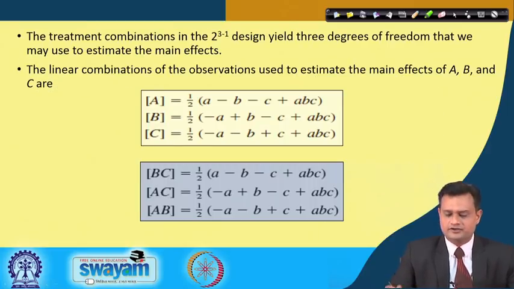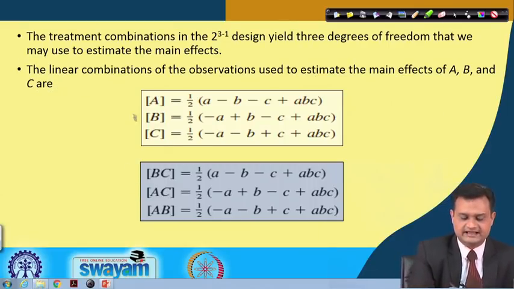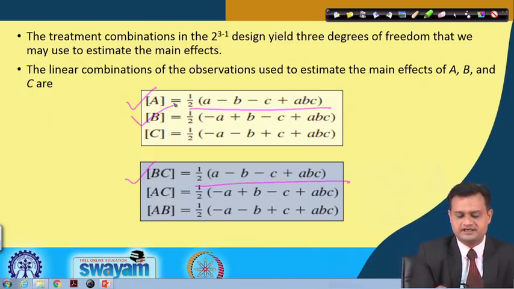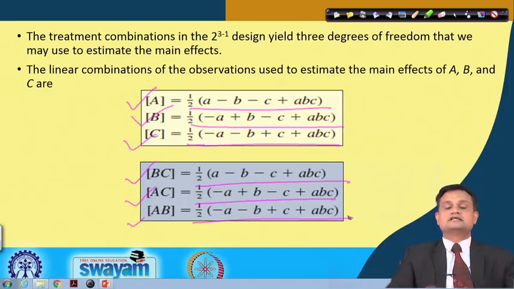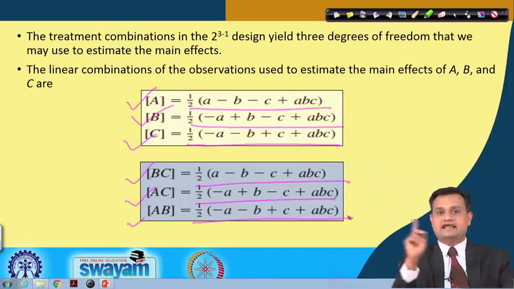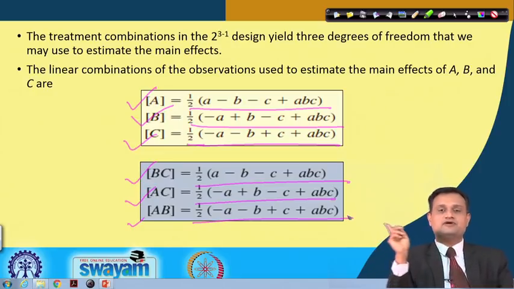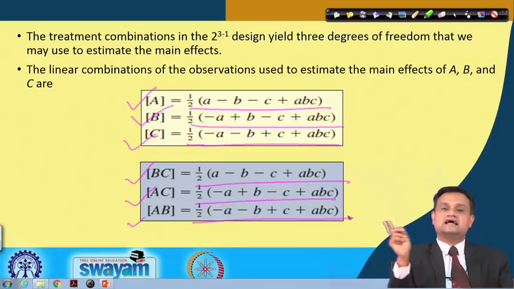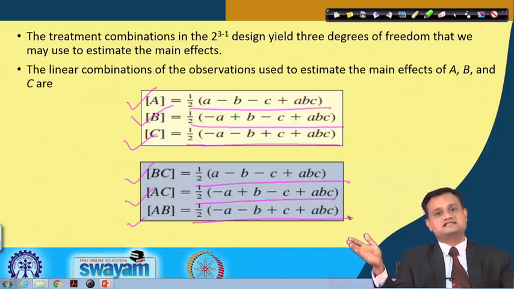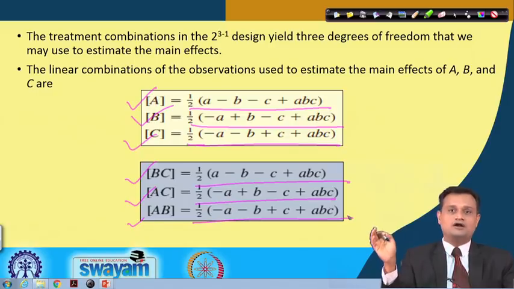Now what you can see here, something interesting: if you see A and BC, their expressions are the same. If you see B and AC, the expressions are the same. If you see C and AB, their expressions are the same. So this means that when you are estimating A, actually you are not estimating A alone, but you are estimating A and BC. When you are estimating the main effect B, you are estimating B and AC, and similarly for C, you are estimating C and AB. So this is typically called aliasing of the effects or confounding of the effects.